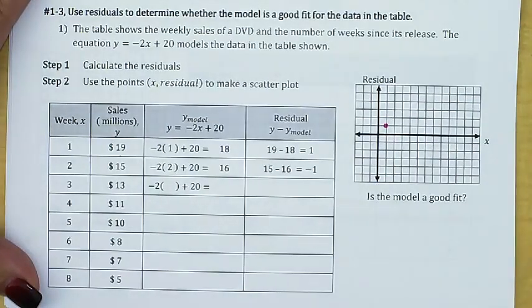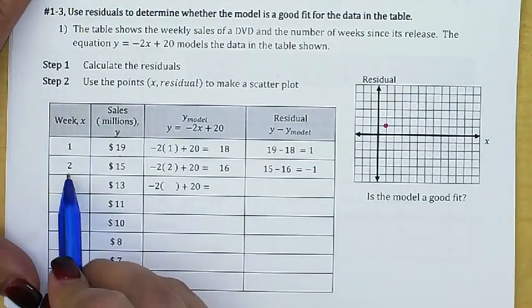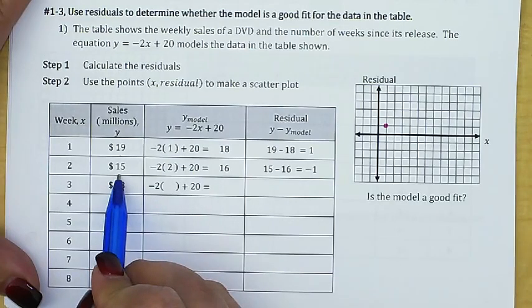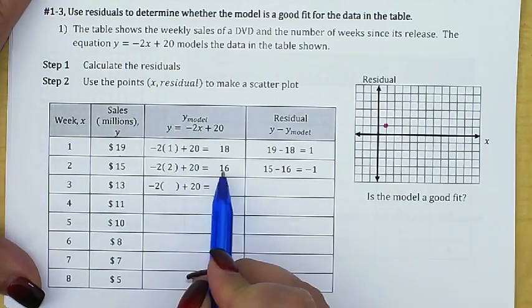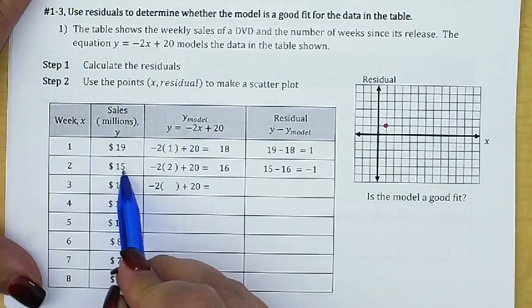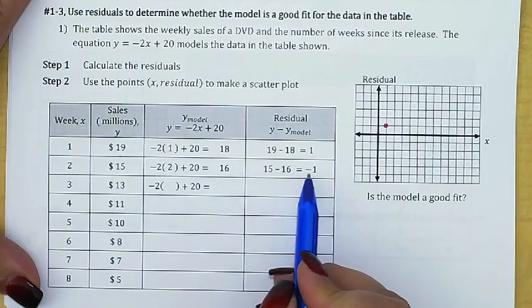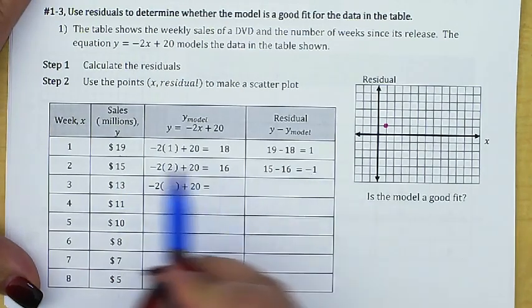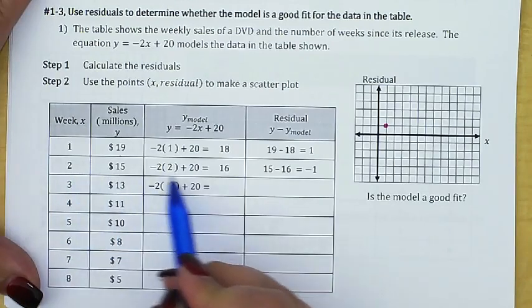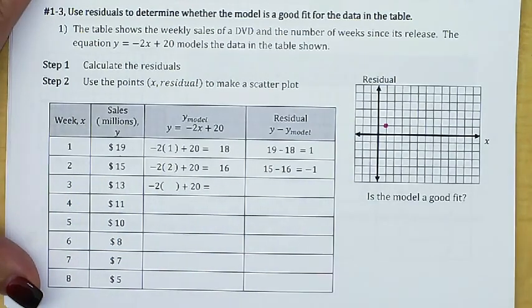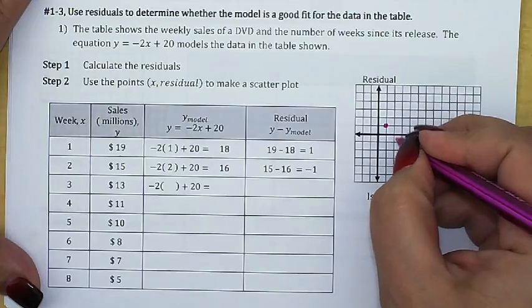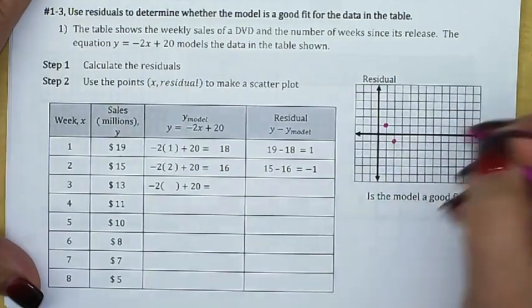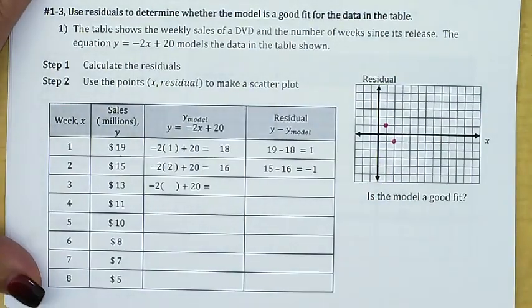Okay. In the next one, the actual sales were 15 million. The model predicted 16 million. 15 minus 16 is a -1. So when x was 2, our residual was -1. So here at x equals 2, I would go down to -1. That's our next residual there.